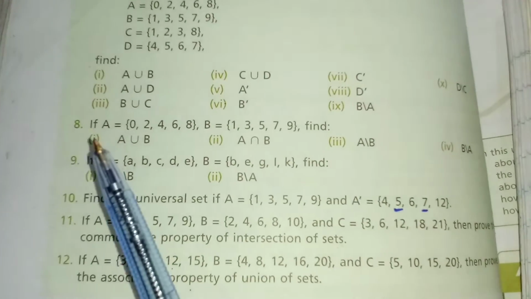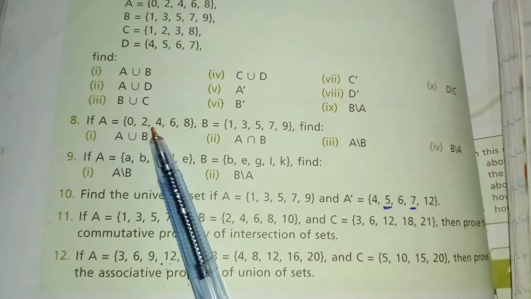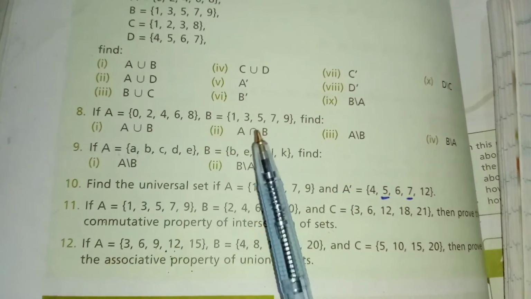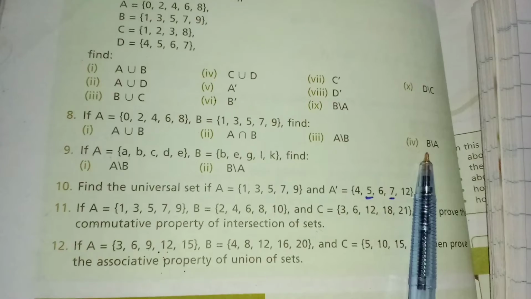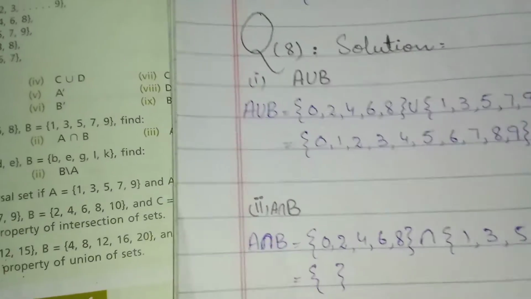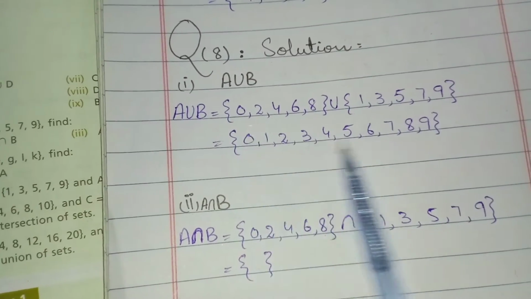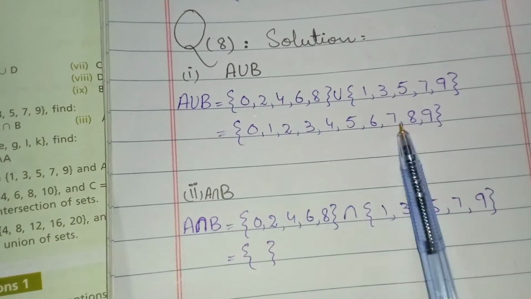Okay students, now we have to move to question number 8. If A is equal to 0, 2, 4, 6, 8 and B is equal to 1, 3, 5, 7, 9, find A union B, A intersection B, A minus B and B minus A. So A union B is 0, 2, 4, 6, 8 union the set B, 1, 3, 5, 7, 9. All the elements which are contained in sets A and B are written.